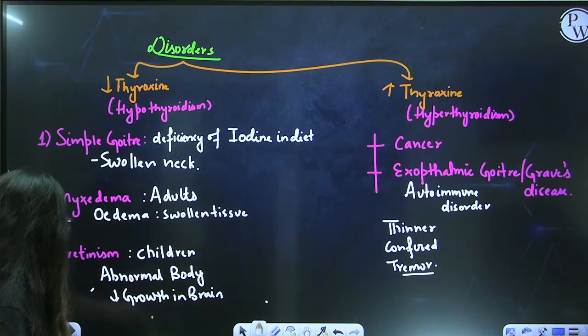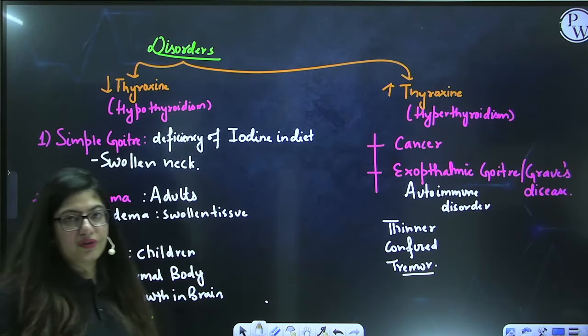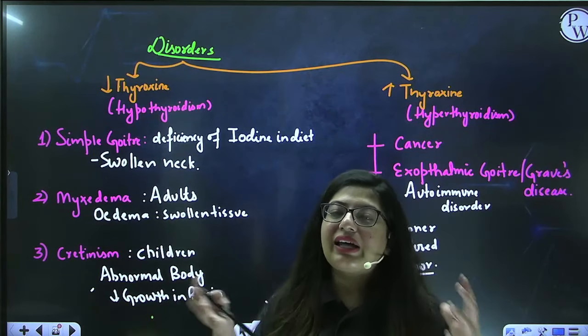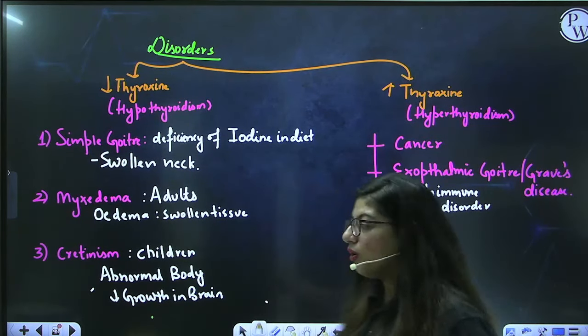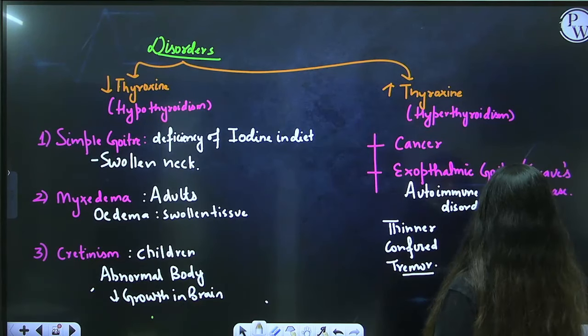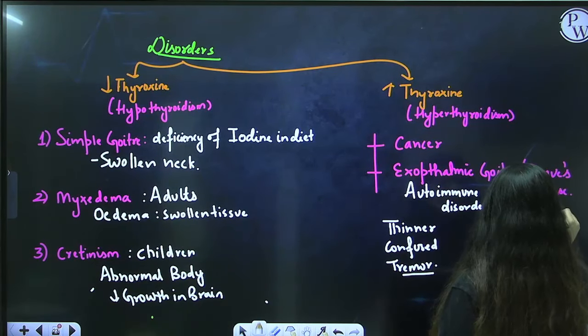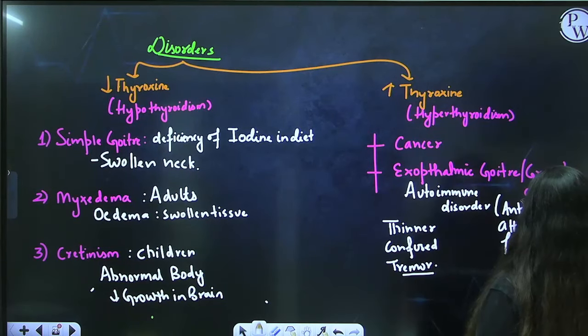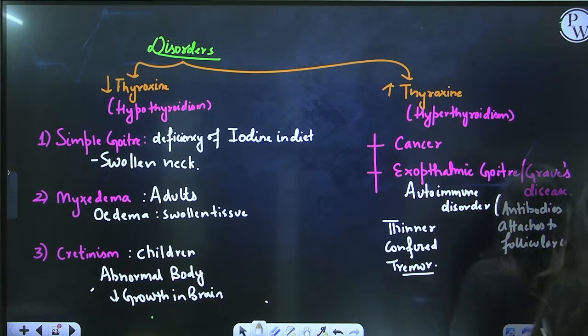Okay, all right. What is an autoimmune disorder? First of all, it's a disorder where antibodies are formed that attack your follicular cells. So in this one, antibodies attach to follicular cells.